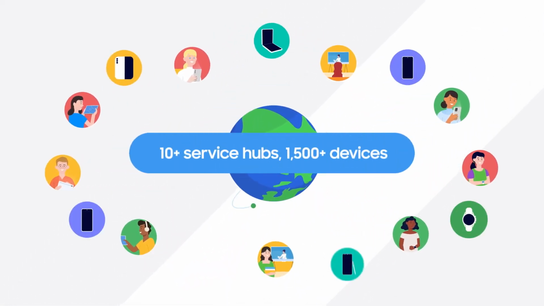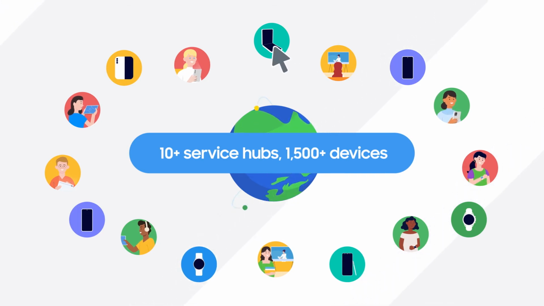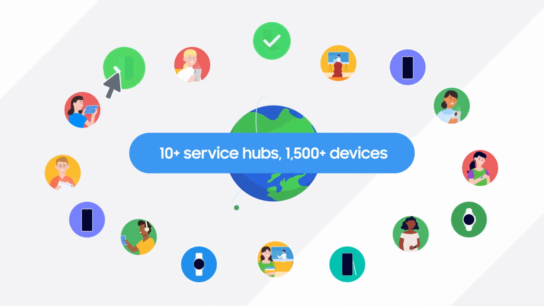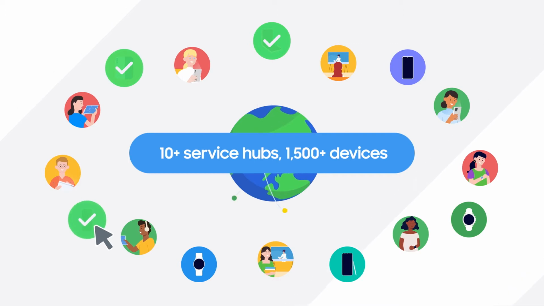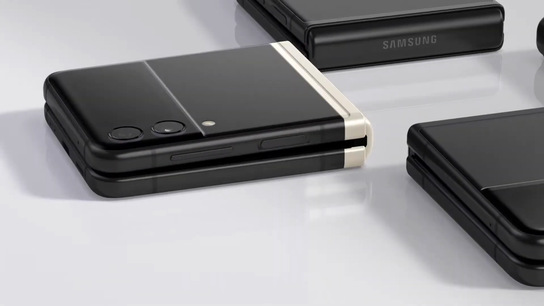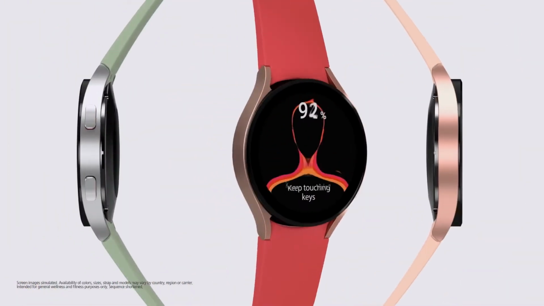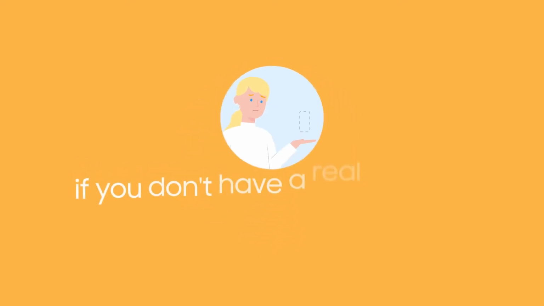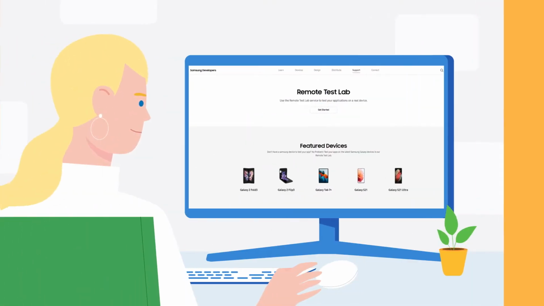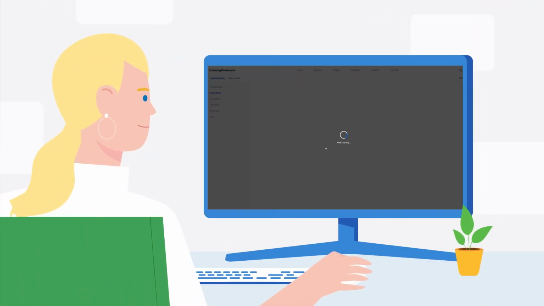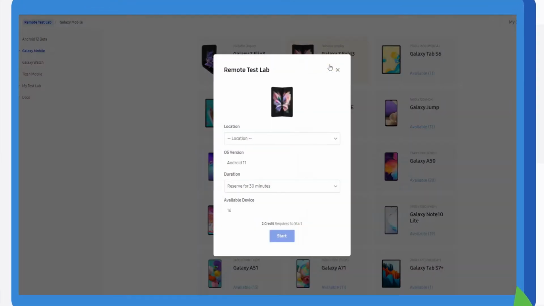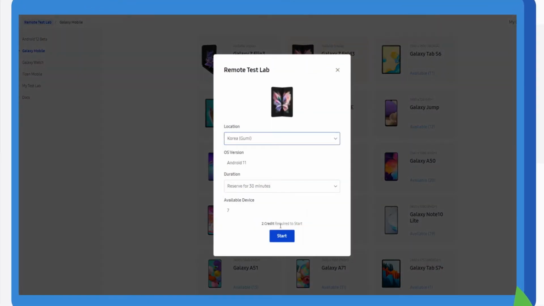With each hub hosting different models, the Remote Test Lab website provides access to more than 1,500 devices in total, allowing you to choose whatever device you want. A wide range of devices is available, from the latest foldable phones to smartwatches. So if you don't have a real product yet, test your app on Galaxy mobile phones and watches with the many different form factors and resolutions available through Remote Test Lab.